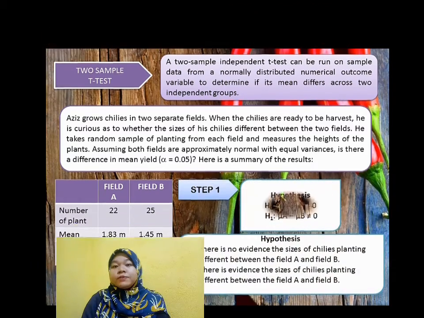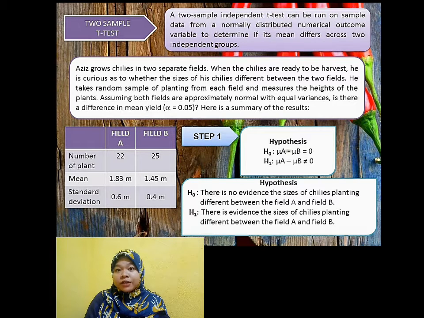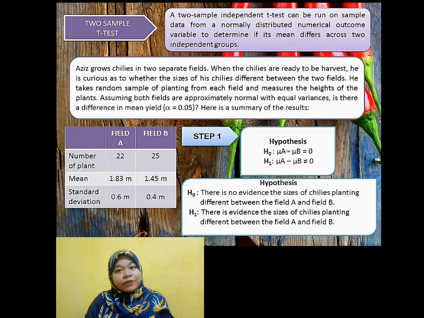Step 1, we must state the hypotheses first. For H null, mean size A minus mean size B is equal to 0. For H alternative, mean size A minus mean size B is not equal to 0. In other words, H null: there is no evidence the sizes of chilies differ between field A and field B. H alternative: there is evidence the sizes of chilies differ between field A and field B.